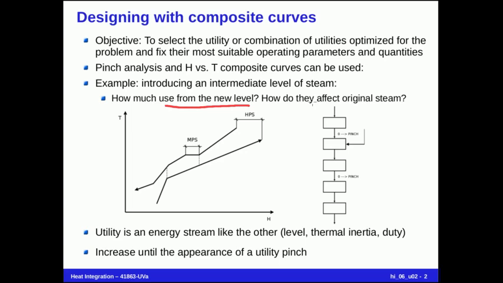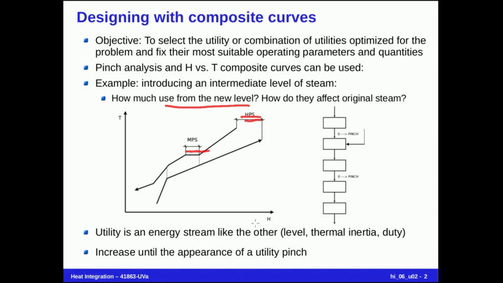and how will this affect the original stream? Well, the thing is simple. We introduce a new hot stream with the medium pressure steam, the new level, and leave the high pressure steam, the old one, in place. As we change the extension of the medium pressure steam, the extension of the high pressure steam is also affected.